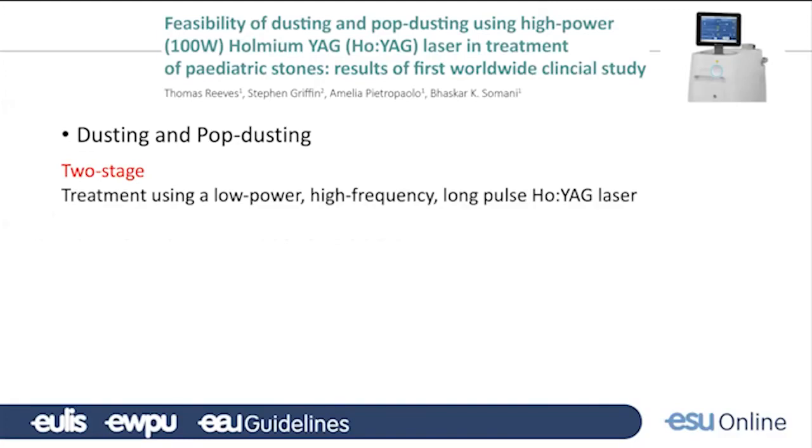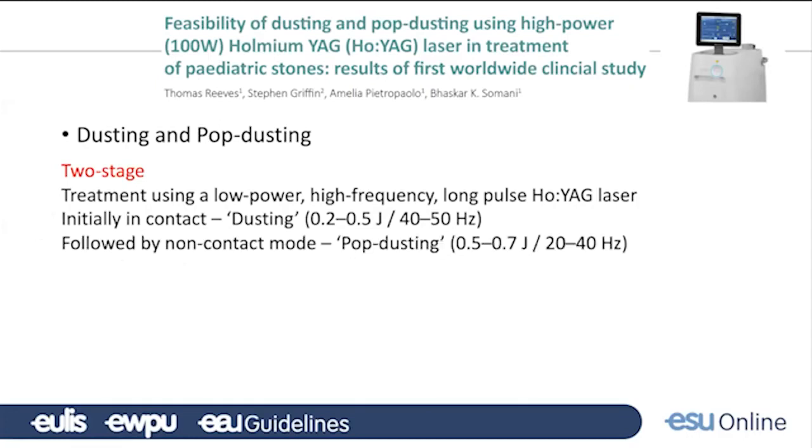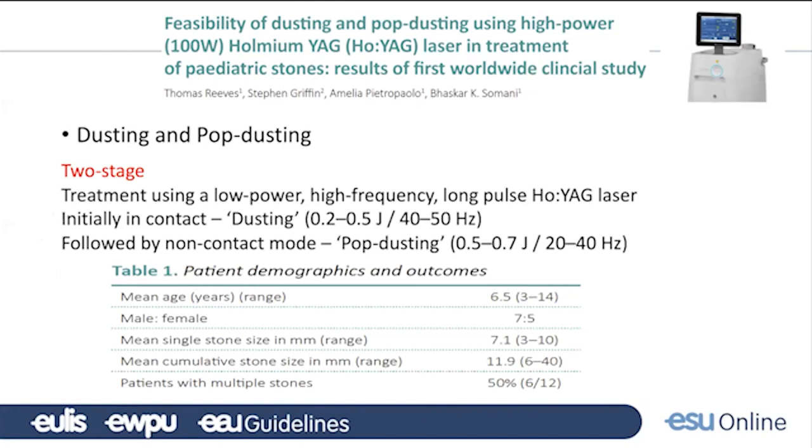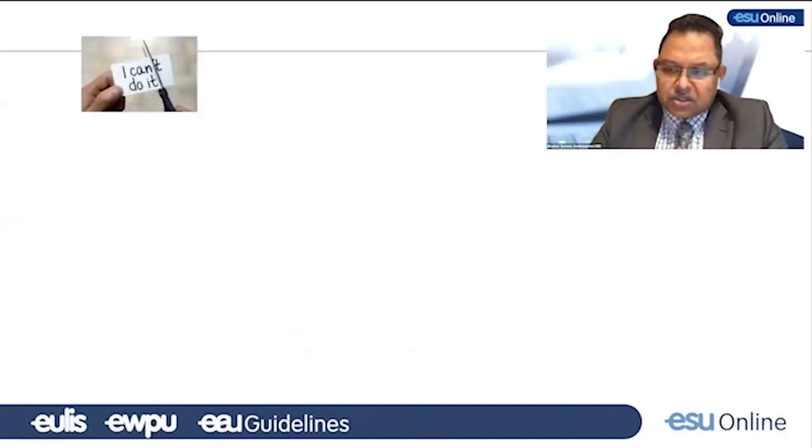This is a 2-stage procedure that first starts with dusting using low power, high frequency and in contact mode, and then followed by pop dusting in the non-contact mode. And actually, the stone-free rate in this group was very good with no complications. So dusting and pop dusting are probably going to be the new gold standard, especially for large stones.